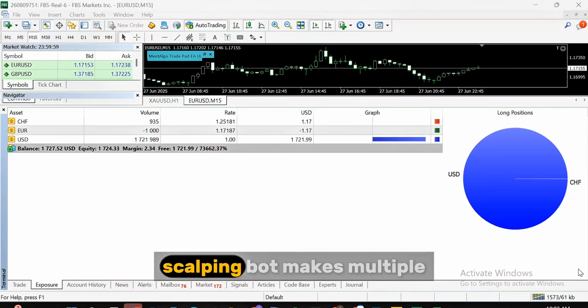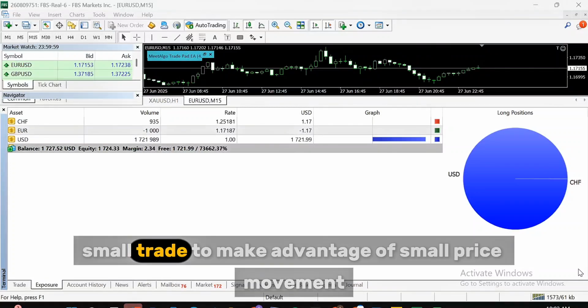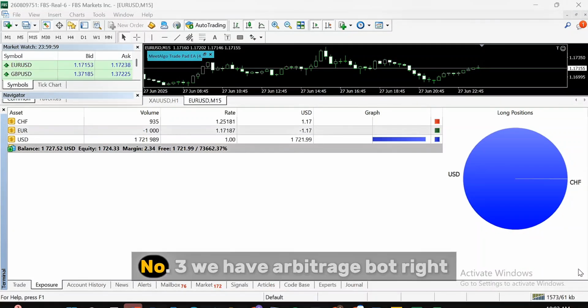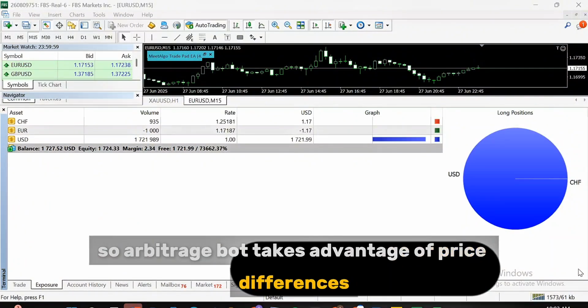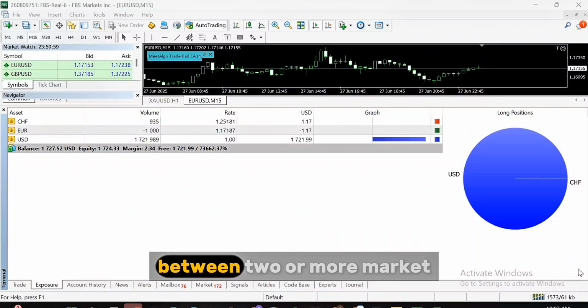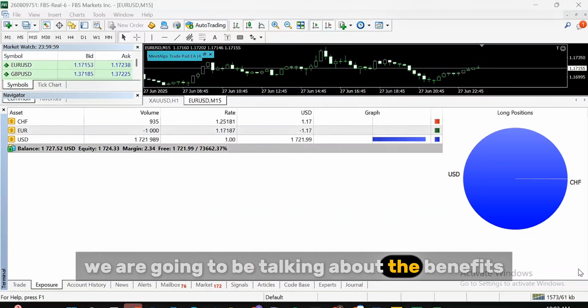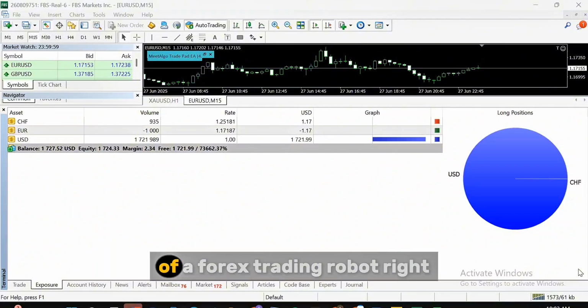So a scalping bot makes multiple small trades to take advantage of small price movements. Number three, we have the arbitrage bot. The arbitrage bot takes advantage of price differences between two or more markets. Now we are going to be talking about the benefits of a forex trading robot.